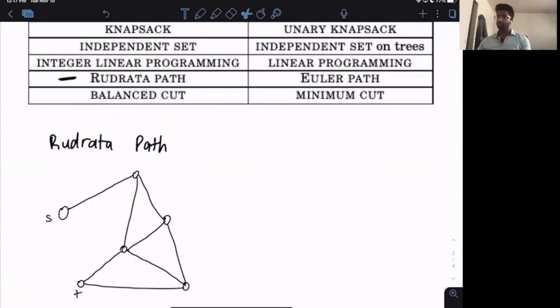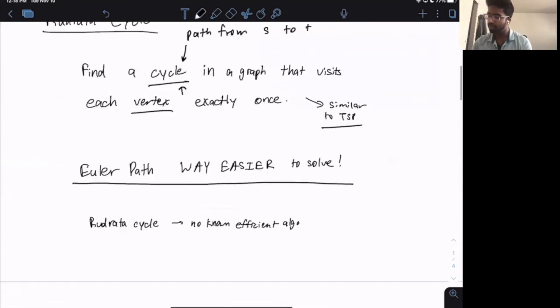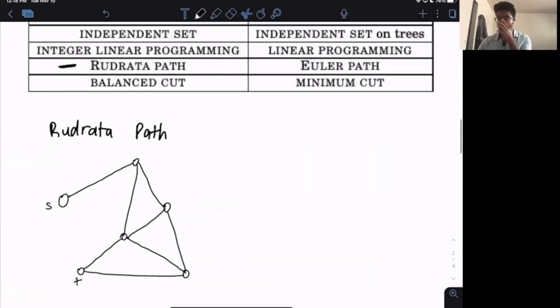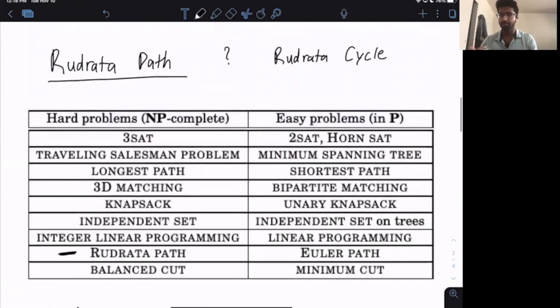Okay, so this is the Hamiltonian path problem. Let's say we have this sample graph, and we're trying to find a path from S to T such that all of the vertices are used exactly once. Going back to the definition, that's what Hamiltonian path or cycle is, except instead of a cycle, we're looking for a path. Our overarching goal is to compare Hamiltonian path with Hamiltonian cycle.